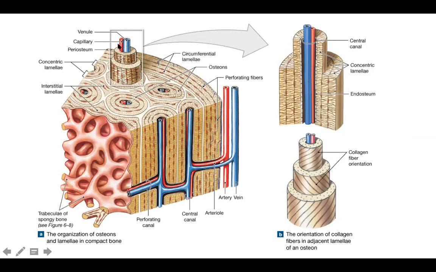the central canal here. And the endosteum is in here around the blood vessels. So we see the endosteum, and there's endosteum here as well from the compact bone to the spongy bone. Okay. So look at that.